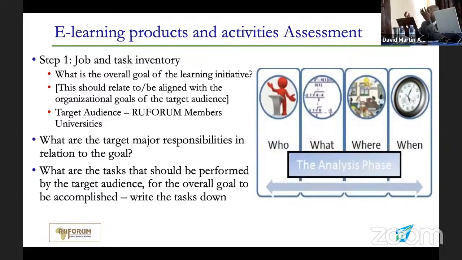If you are going to develop this course, what is the overall goal of what I'm going to do? Am I developing a course for distance learners, or am I developing a course that is going to get people to be assessed onto something? So this has to be very clear in your mind.